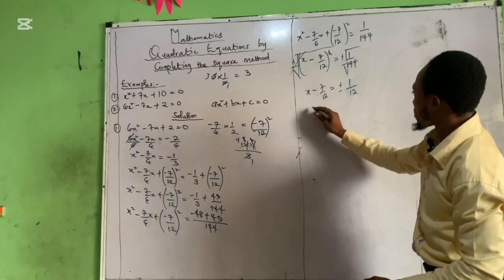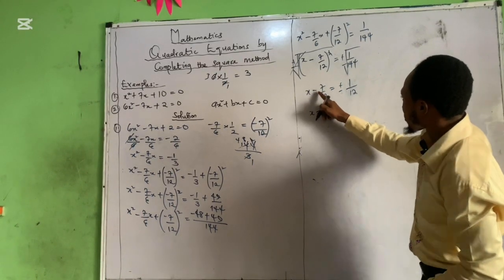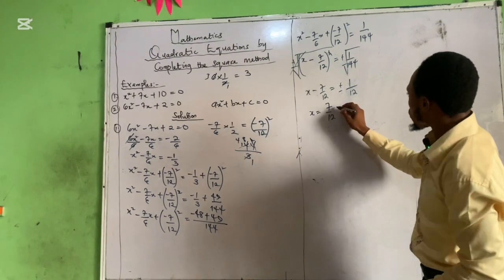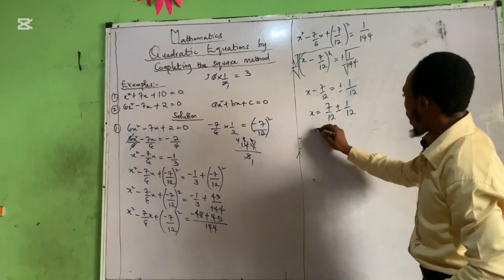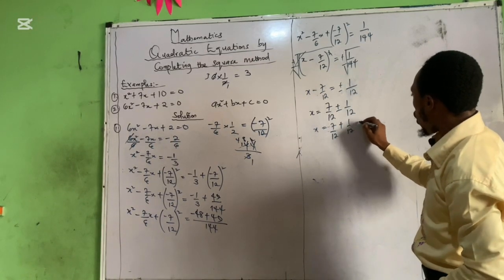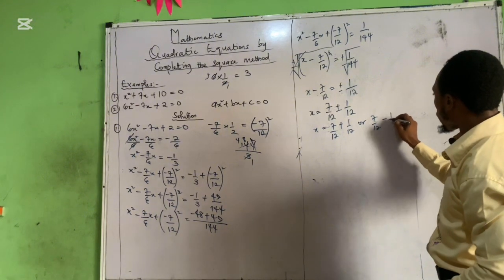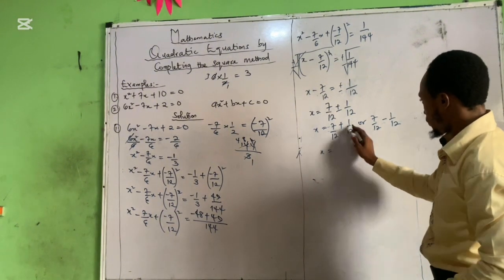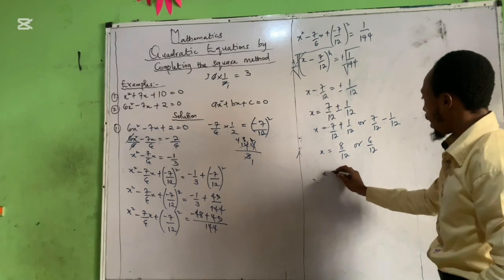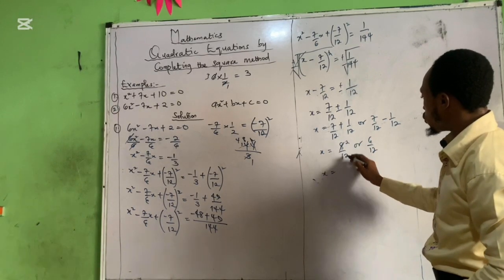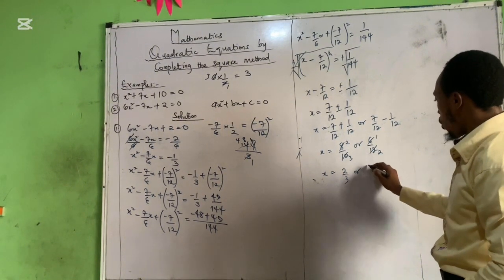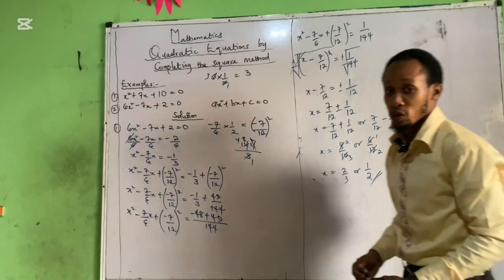Now you can bring this one to this side. So we have x equals, minus 7 over 12 is crossing, now becomes 7 over 12. Remember when your minus is crossing it turns to plus. So plus or minus 1 over 12. So we have x equals 7 over 12 plus 1 over 12 or 7 over 12 minus 1 over 12. So x equals, this will give us 8 over 12 or 6 over 12. So x equals, 4 can go here 2, 4 can go here 3. So we have 2 over 3, or 6 can go here 1, 6 can go here 2, or 1 over 2. That's the root of the equation.